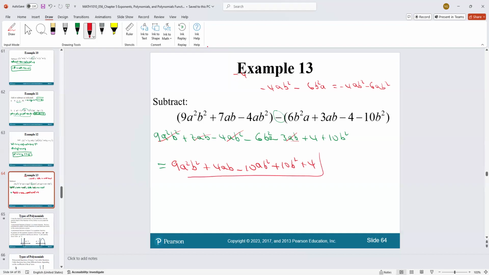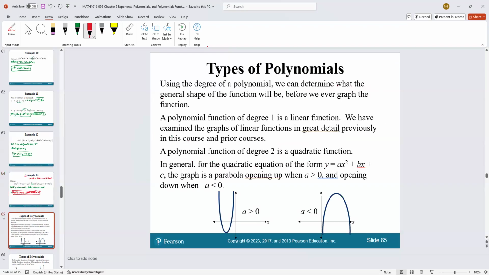Okay. This is a beautiful example. All we need to do now is complete this section by recognizing the graphs of polynomial functions from their degrees. Using the degree of a polynomial, we can determine the general shape of the function before we ever graph it. A polynomial function of degree 1 is a linear function, so this is just a straight line. We have examined the graphs of linear functions in great detail in the previous videos. Feel free to check our previous videos.